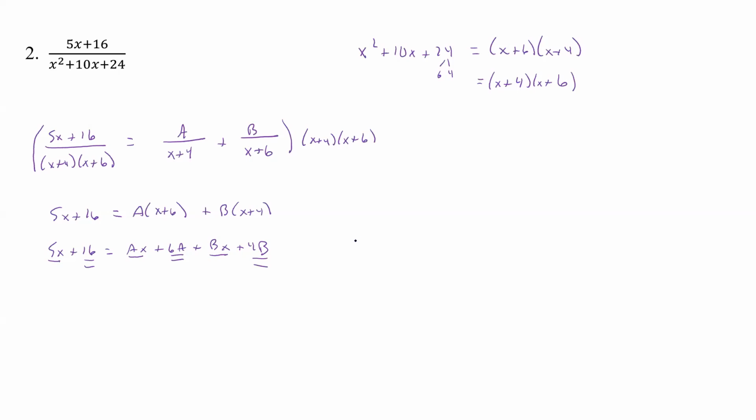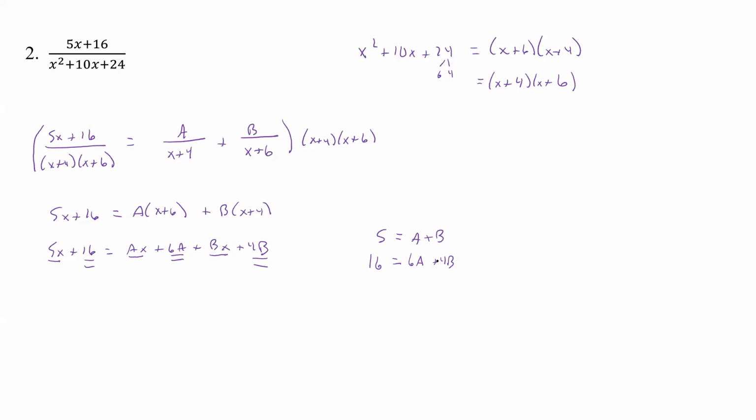And so that's going to be our two equations. So we're going to have 5 equals a plus b, because again, we just take the coefficients in front of the x. And our second equation is going to be 16 equals 6a plus 4b. Okay. So now we have to solve this system of equations.